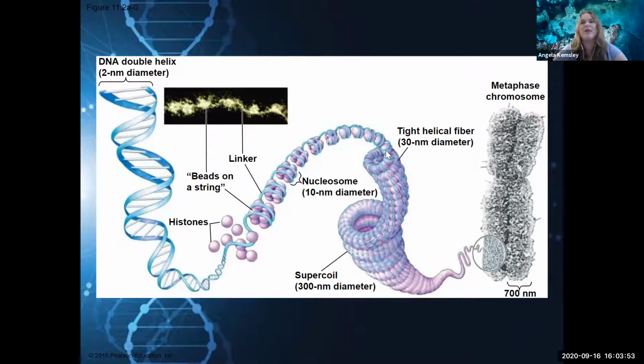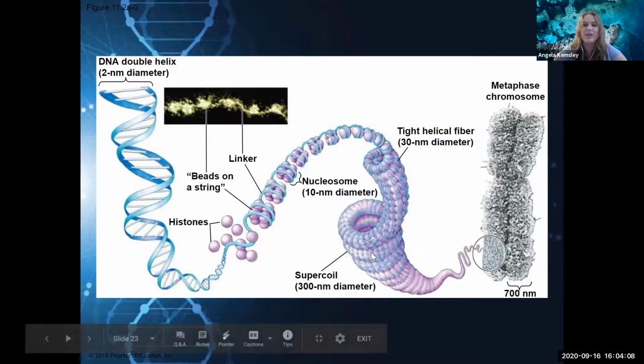Then we get to our next level of packing, where these now start to coil up. So now you'll notice our nucleosomes are going to start to coil around each other. That's that tight helical fiber. When they get really squished together, we call that a supercoil. So different levels of packing, and that's going to be important for gene expression.